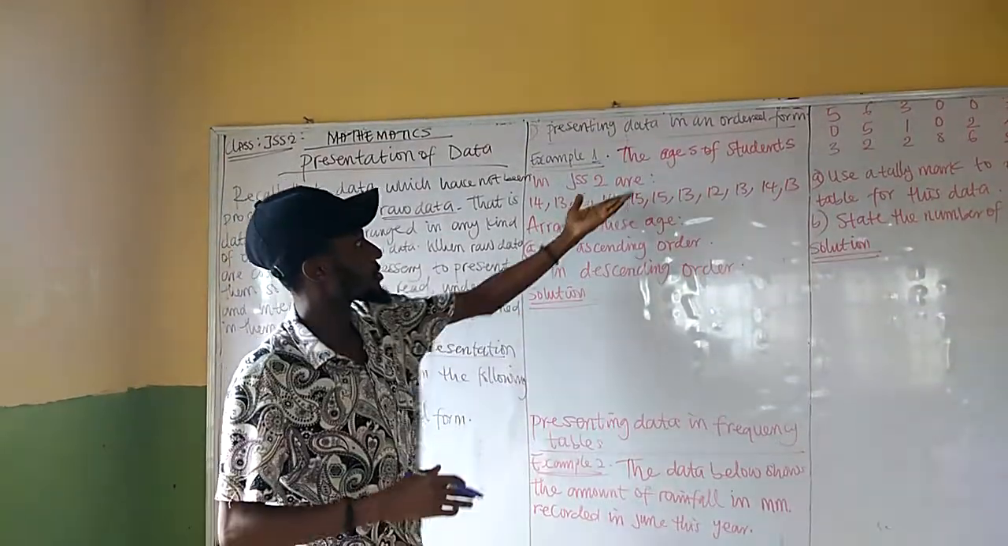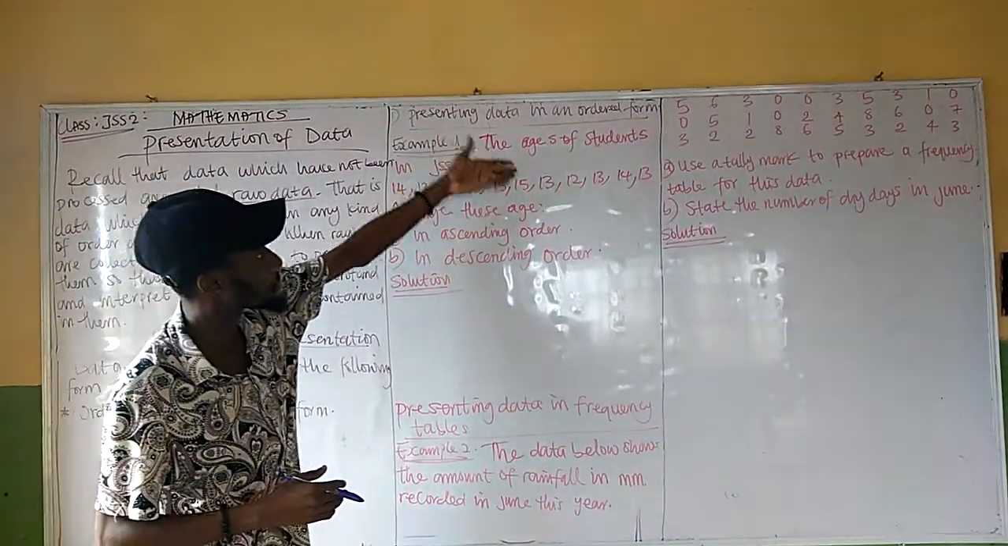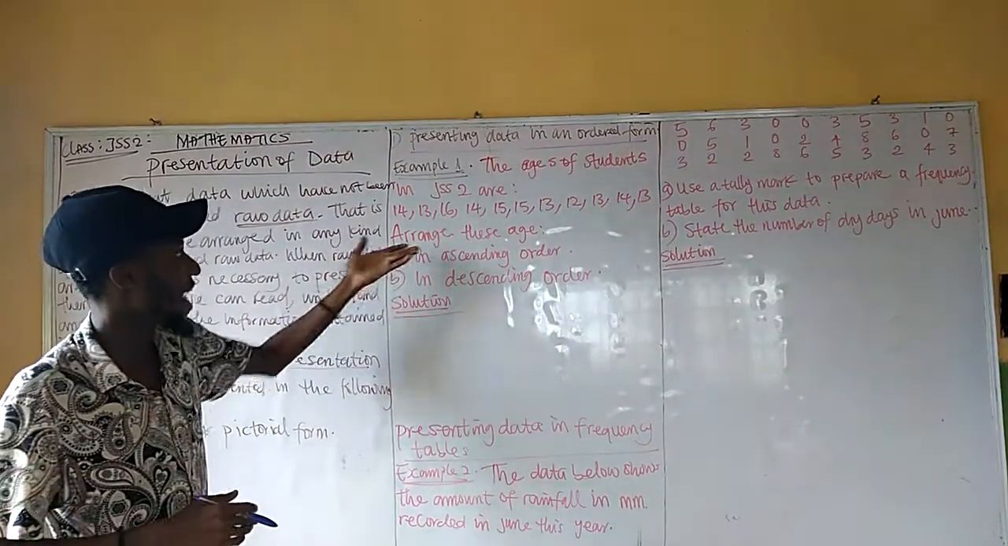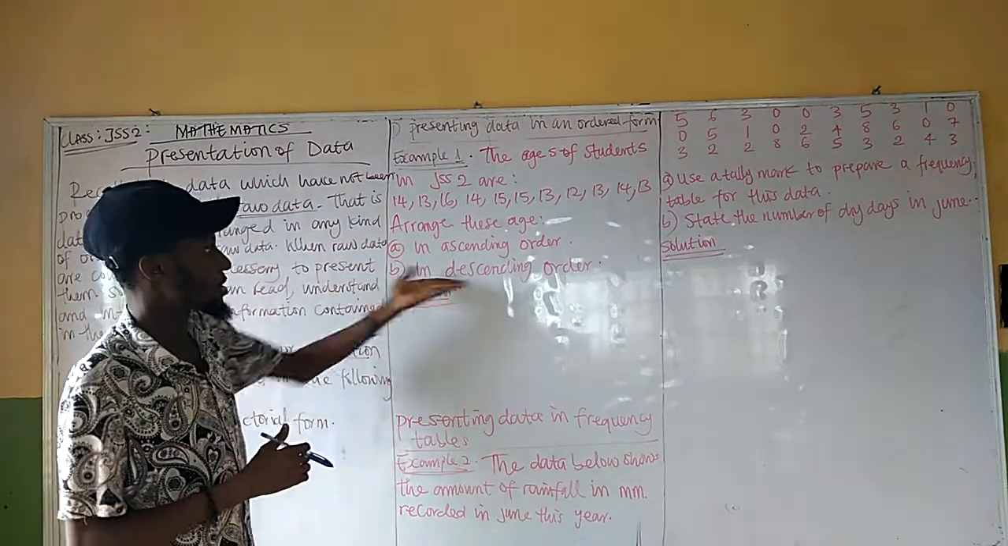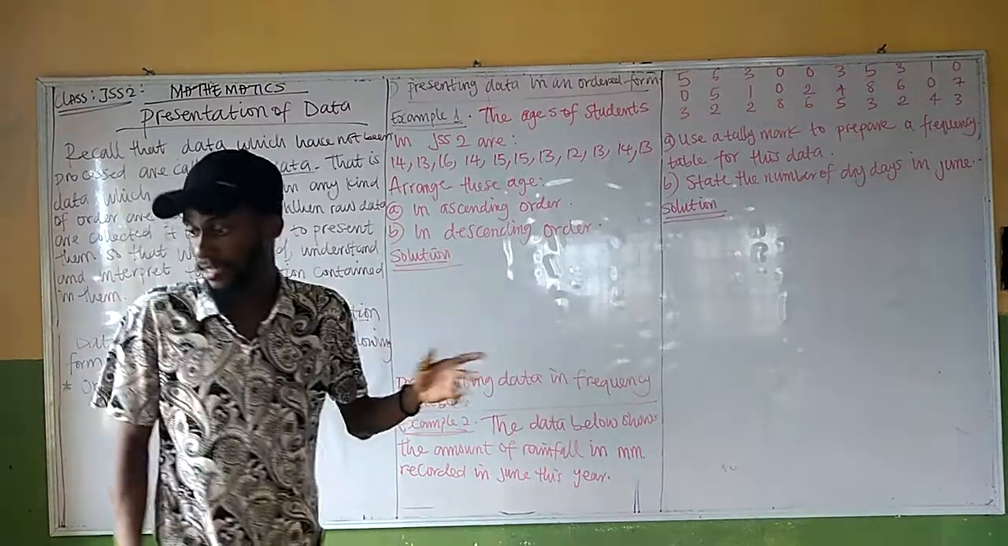Example 1 says the ages of students in JSS2 are 14, 13, 16, 14, 15, 15, 13, 12, 13, 14, 13. Arrange this age A in ascending order, B in descending order. Now, if we want to solve this, actually it's very, very simple.